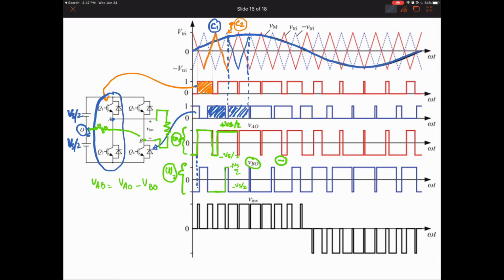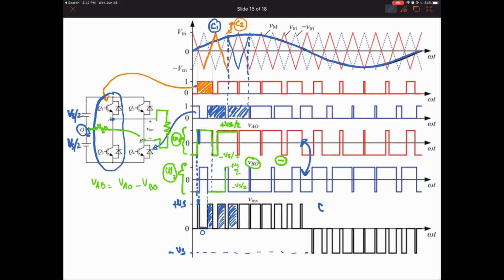In this part you can see this is going to exist, but over here it is 0, and in the second part both of them are equal to Vs by 2, so you will get 0. Then in this interval of time you have plus Vs by 2 minus Vs by 2, so this will be equal to plus Vs. So it will be changing between plus Vs and this level is 0 and this level is minus Vs. So your output voltage waveform will be like that. That is the difference of these two waveforms.